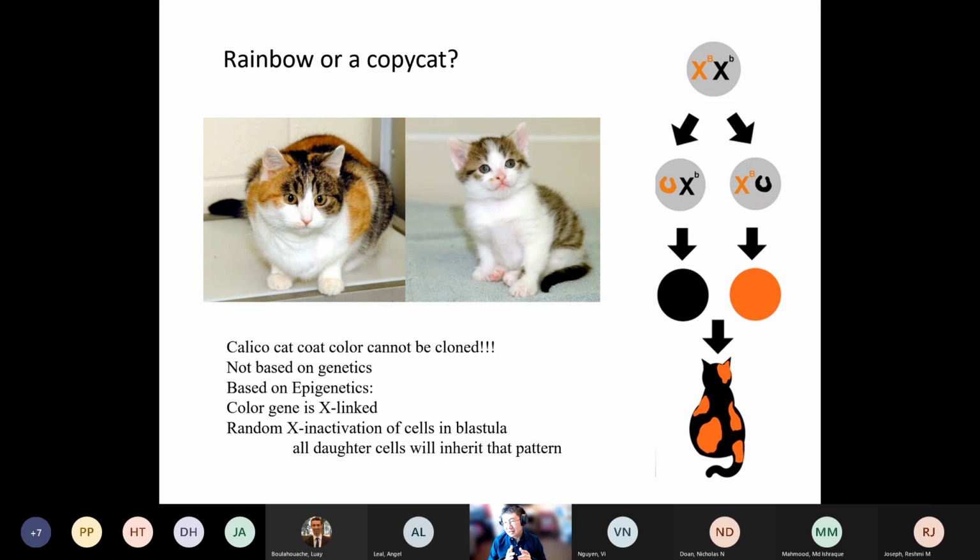Previously we discussed the technique called somatic cell nuclear transfer. If you really like a trait, like a cow that produces a lot of milk, and you want to keep that trait, you can clone that cow. Or if a dog is really wonderful, you may want to clone that dog. So you can keep most of the traits of that individual by cloning. But here, the coat pattern of a calico cat cannot be cloned.